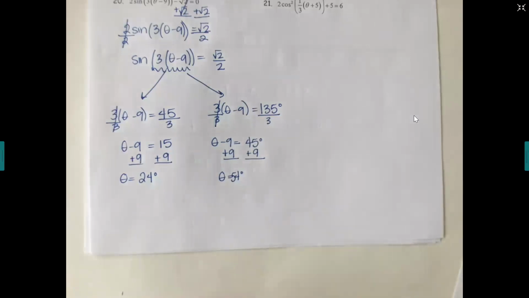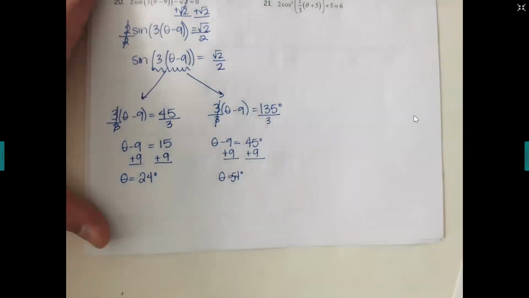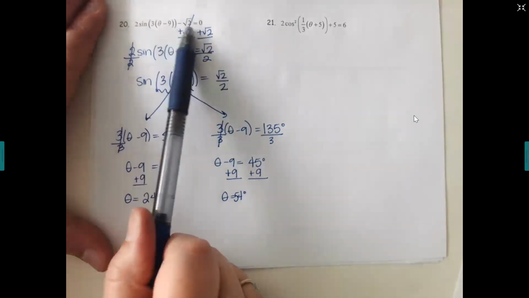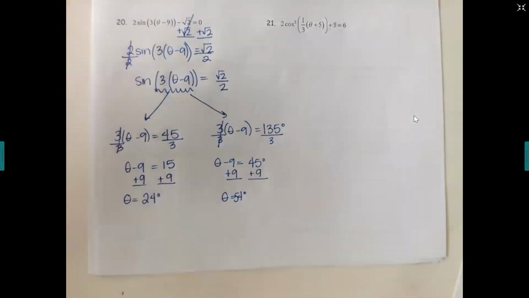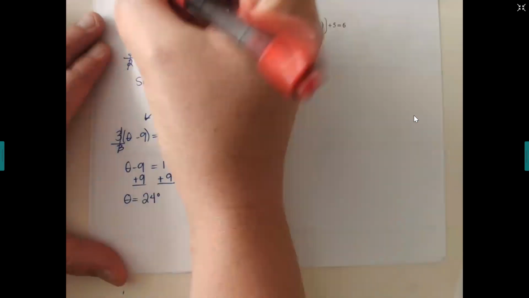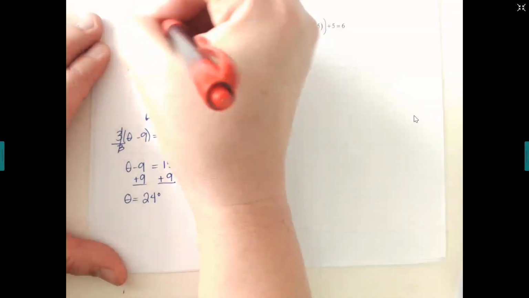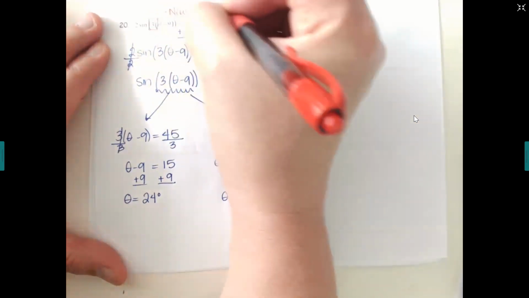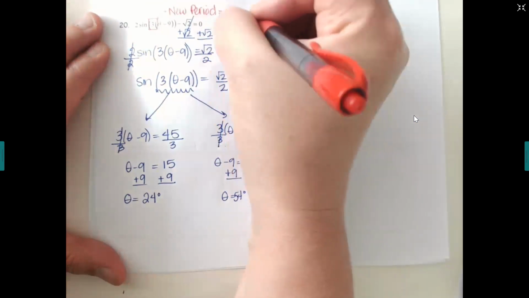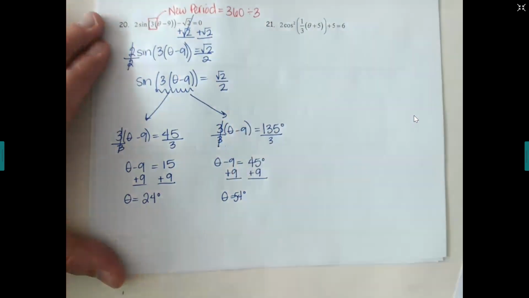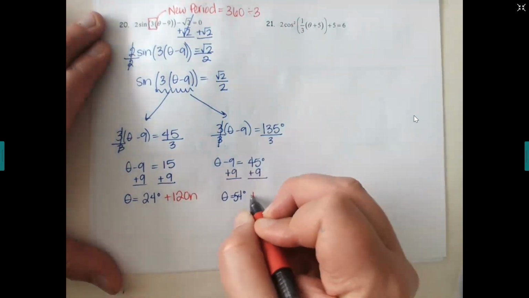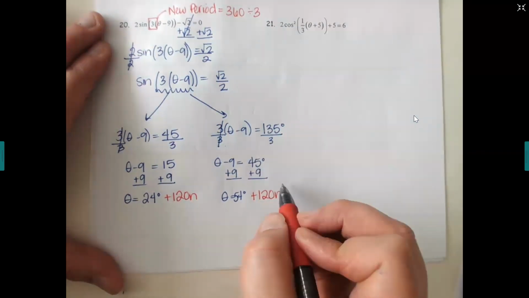Will 360 still be the period for number 20? No. What number changes the period in the original equation? Very good. And if they put it times 3, what do we do to the period? Divide. So your original period is 360. We're going to divide that by 3. What is the new period? 120. Very good. So you would come down here and put plus 120n, plus 120n. Okay.